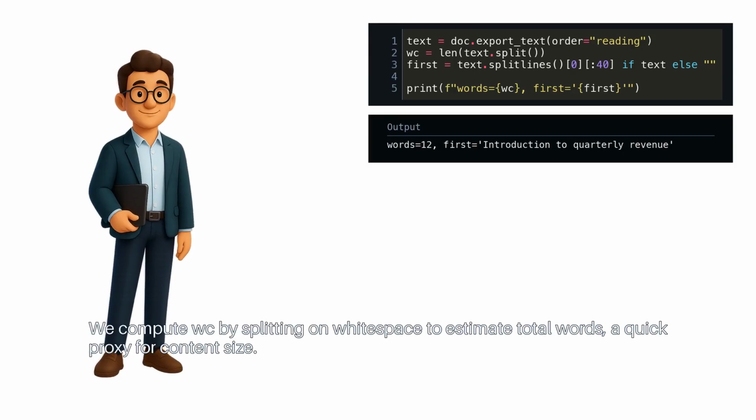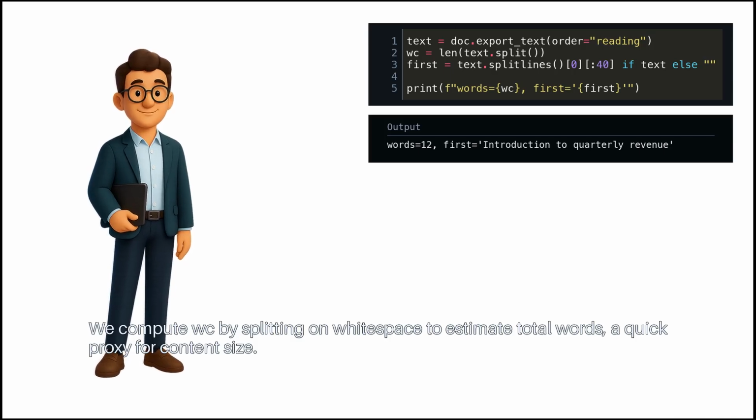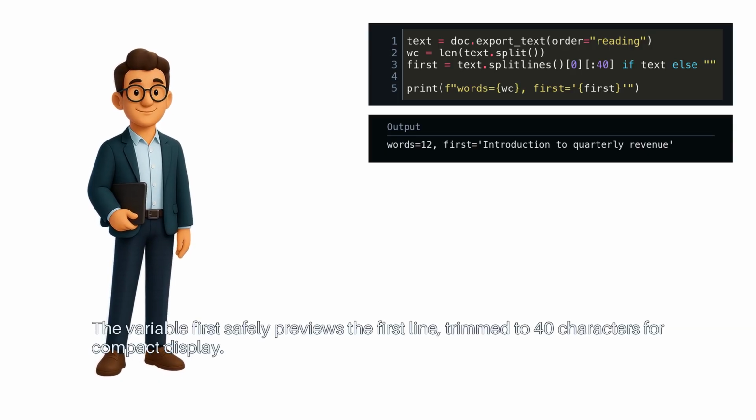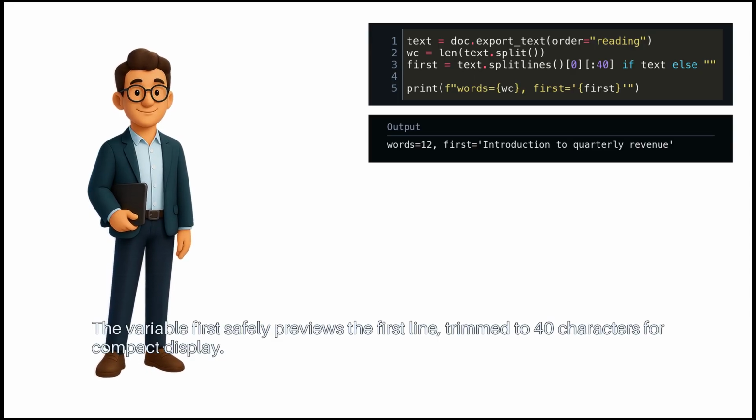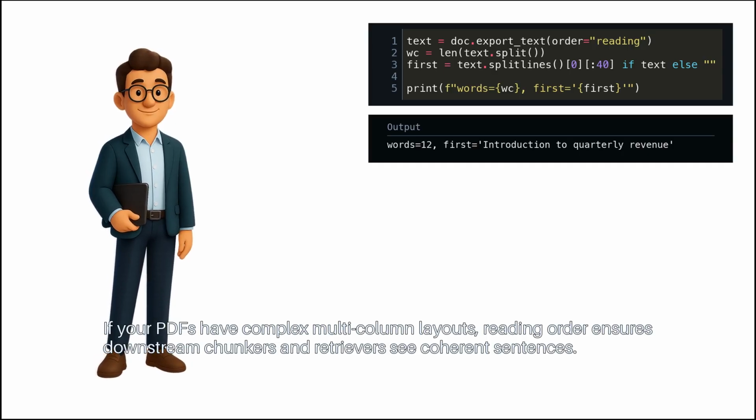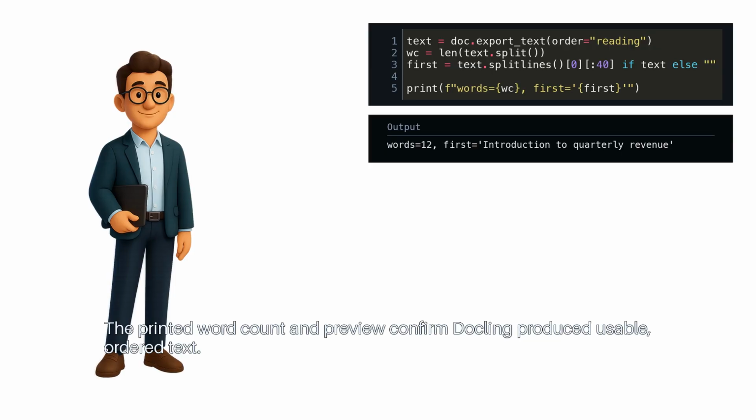We compute WC by splitting on whitespace to estimate total words, a quick proxy for content size. The variable first safely previews the first line, trimmed to 40 characters for compact display. If your PDFs have complex multi-column layouts, reading order ensures downstream chunkers and retrievers see coherent sentences. The printed word count and preview confirm Docling produced usable, ordered text.